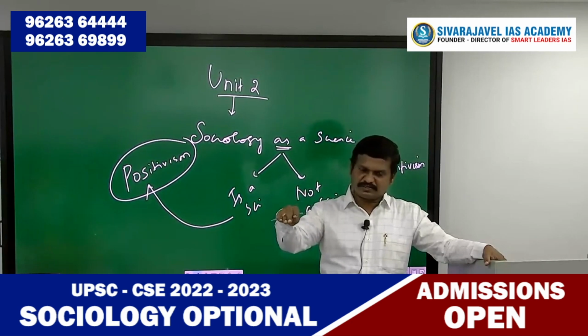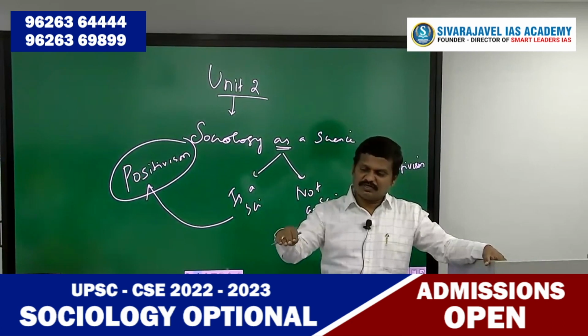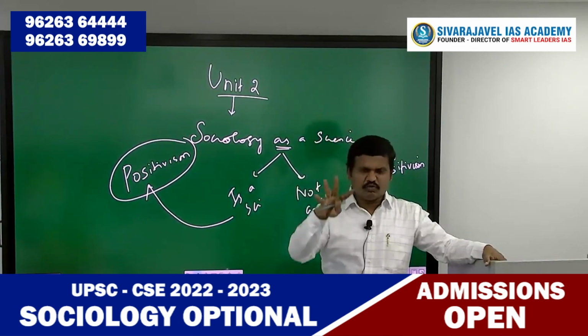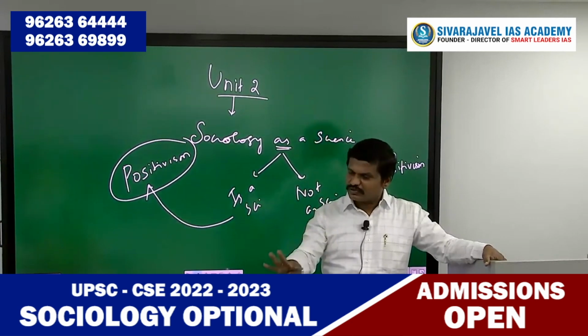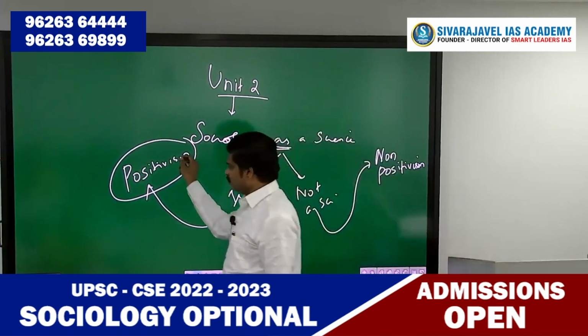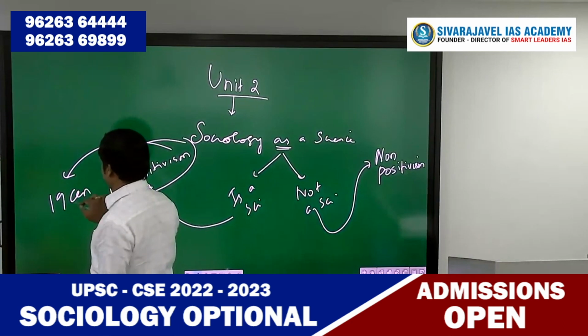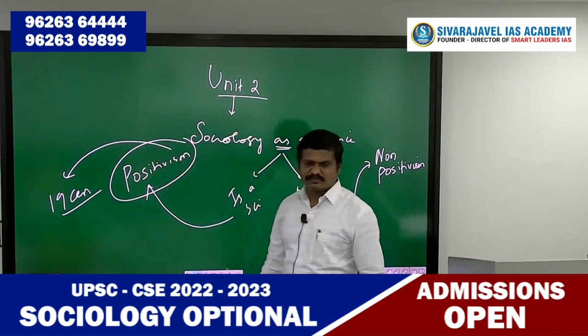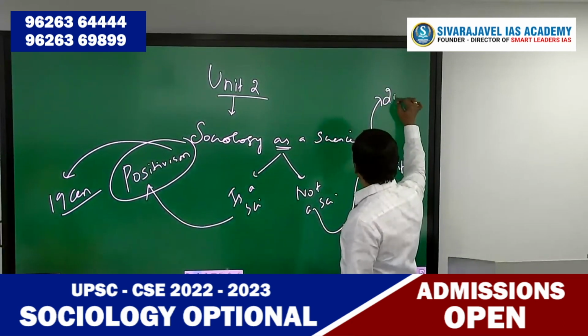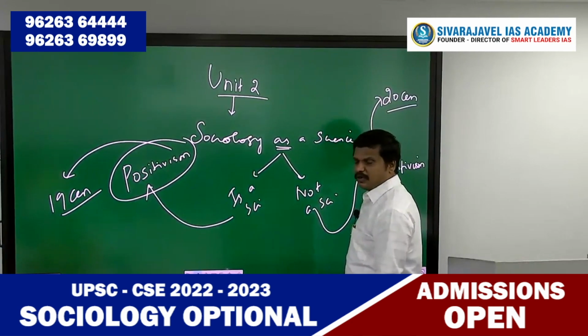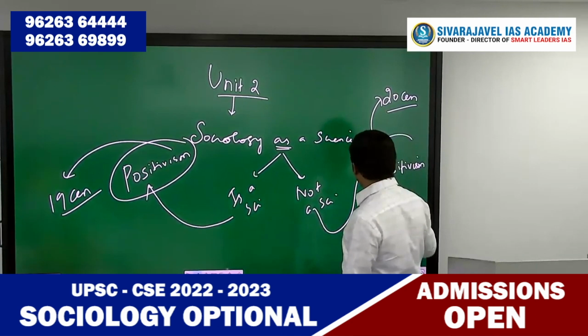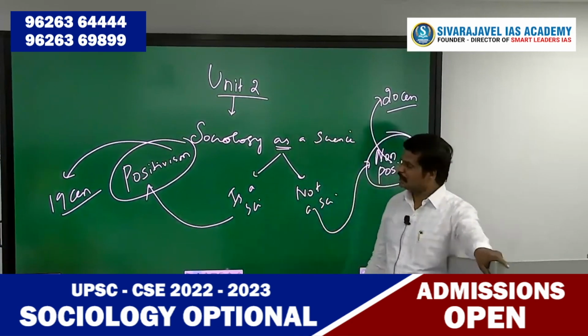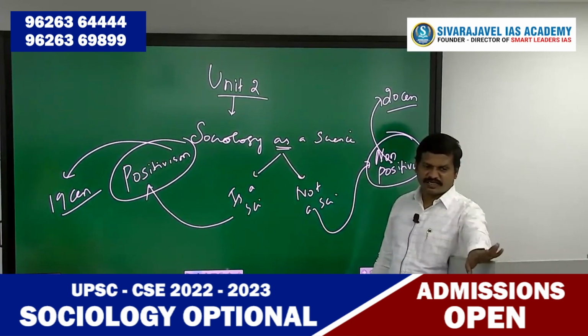He was very impressed by physics because physics is able to give more accuracy. Like physics is giving accuracy, sociology should give accuracy. So he wanted sociology to be a social physics. So the first group of scholars who came in the 19th century wanted sociology to become a science. Positivism was mostly present in 19th century sociology. But positivism was criticized in the 20th century by a group of people called non-positivists. For them, sociology is not a science. So the debate is whether sociology is a science or not.